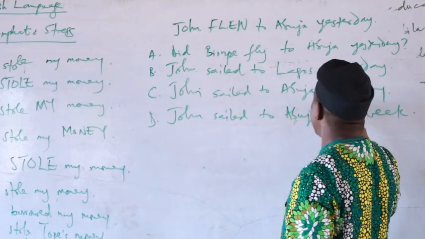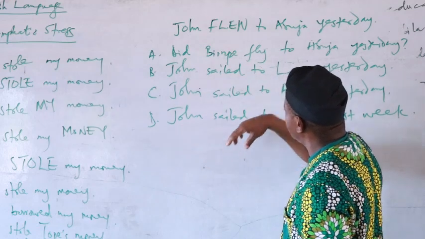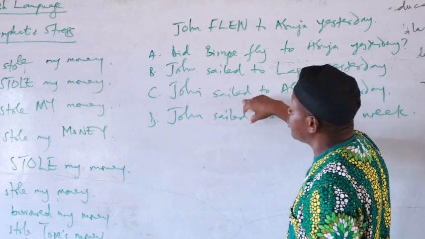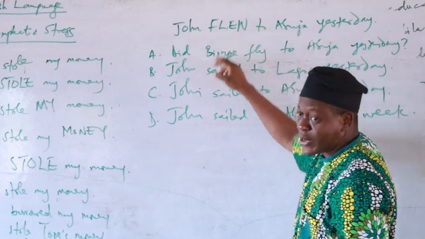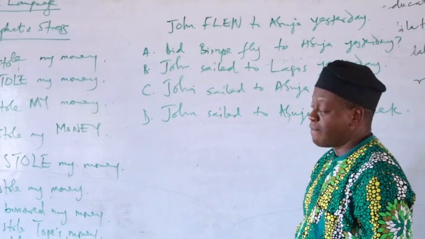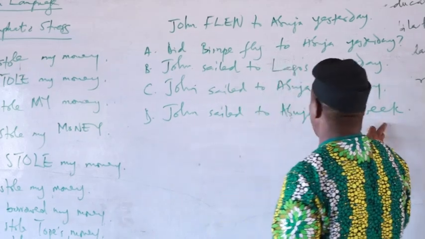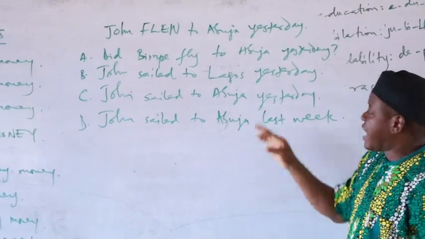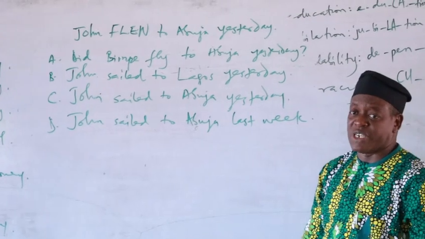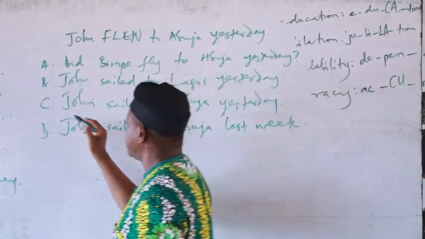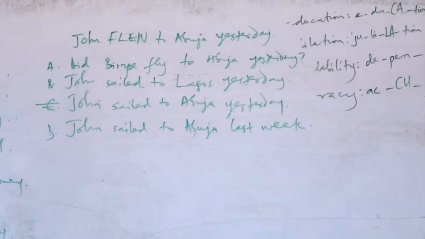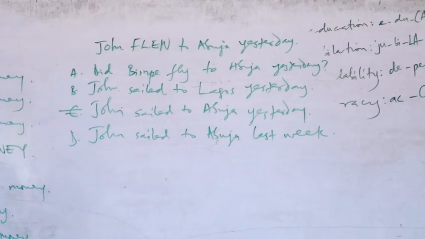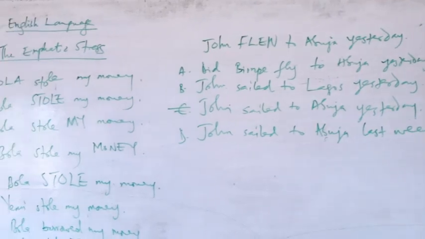John sailed to Abuja yesterday. But did John sail to Abuja? No, he flew to Abuja. John sailed to Abuja last week. This would have been correct as well, but it has changed yesterday to last week. And last week is not capitalized, not what we were talking about. So the correct answer is C, which is John sailed to Abuja yesterday. That is emphatic stress. Question and answer time before we have our class work.